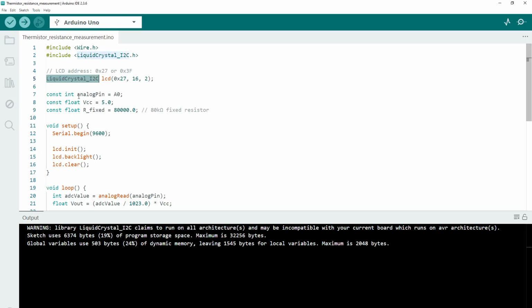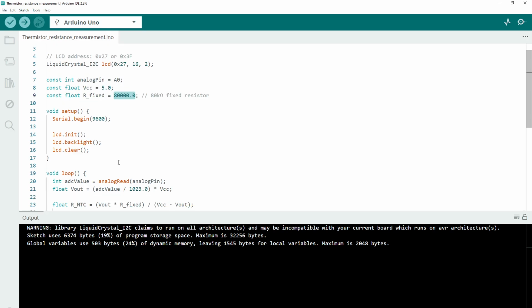Once you have done all of these things, we first set the address of the LCD display. Then we define that the analog pin in this case is A0, the applied voltage across the series circuit is 5-volt, and the fixed resistor we are using in the circuit is 80 kilo ohms.